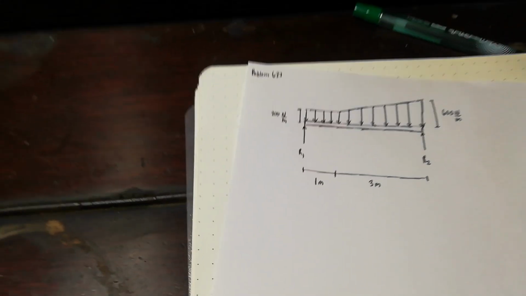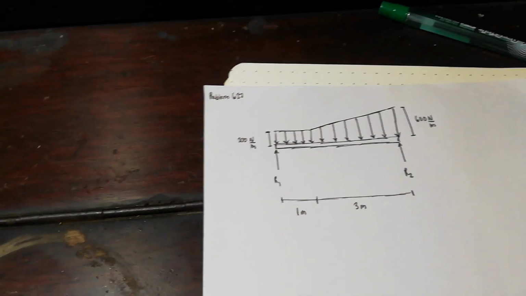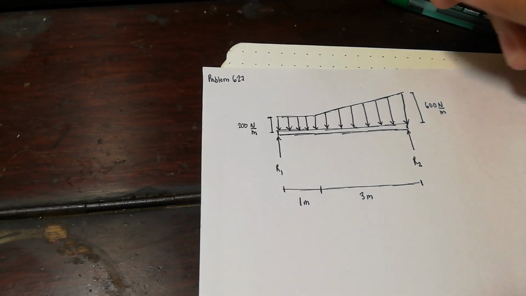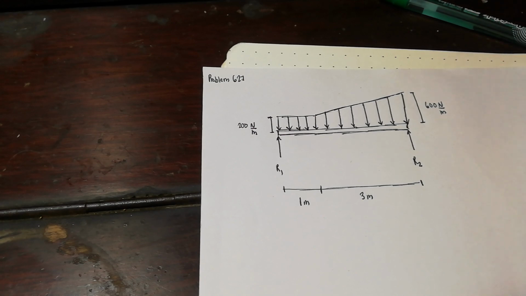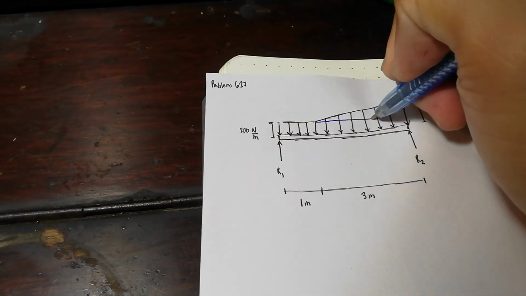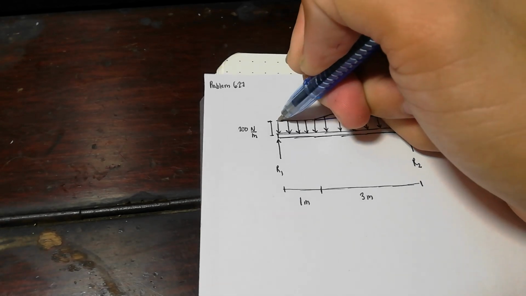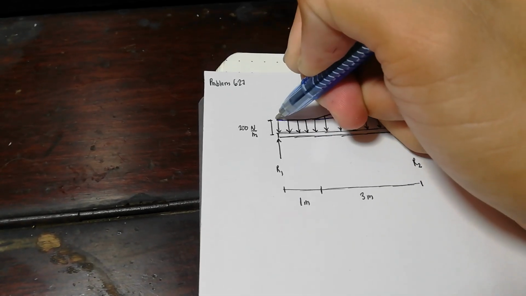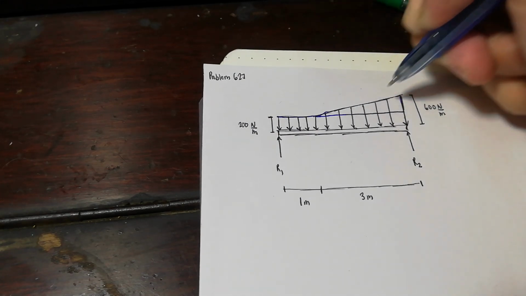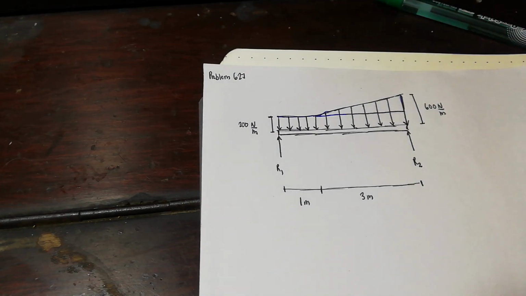So next, try natin ang problem 627. Etong ating beam ay meron loading na combination of triangular load and rectangular load. So nakita natin ng ganito, divide natin siya into two shapes. Etong total na to is a rectangular load, and eto naman sa taas, yan yung ating triangular load.